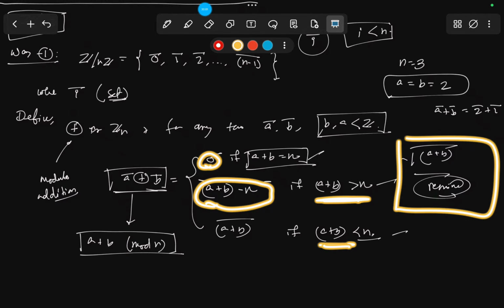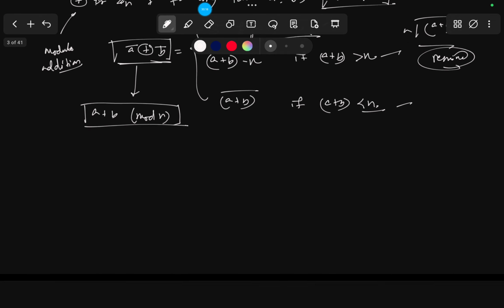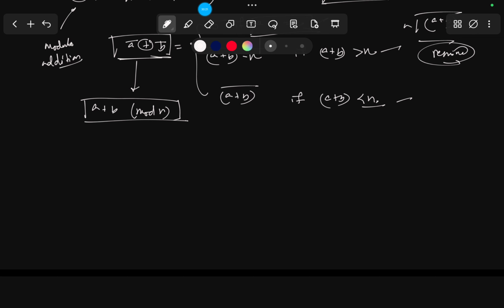If your a plus b is less than n, then you cannot divide a plus b with n, so you can trivially say that a plus b itself is your remainder. So that's why this is your basic formula to get these values: 0, a plus b minus n, and a plus b bar. Okay. So this is how one can define Z mod nZ with respect to modular addition.